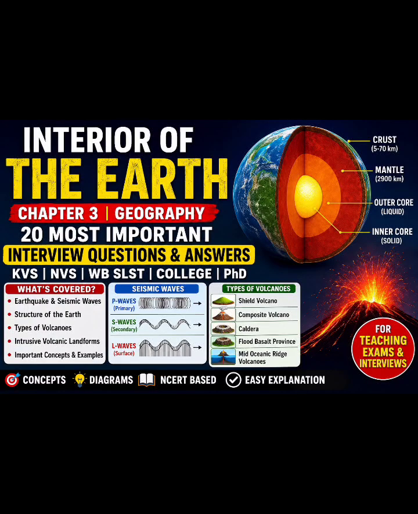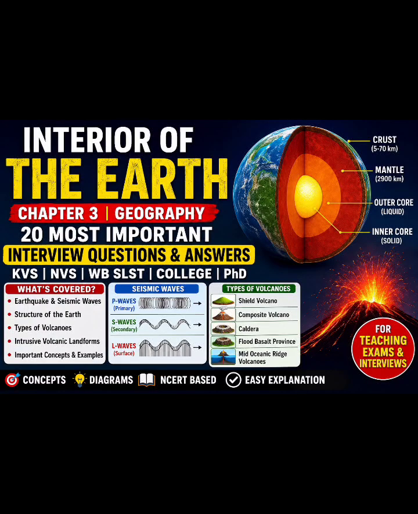Next question, why are shield volcanoes not steep? So shield volcanoes are formed by highly fluid basaltic lava. Because the lava spreads over a wide area before solidifying, the slopes are gentle and not steep. For example, Hawaiian Islands are the best examples.